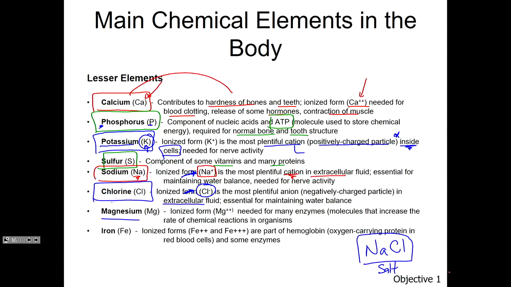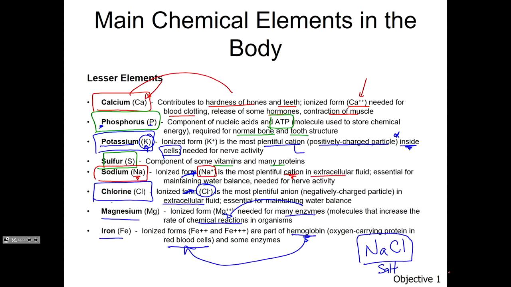Okay, magnesium, another lesser molecule here that we need for enzyme activity and some chemical reactions. We'll talk about how enzymes make those chemical reactions go, but a lot of them require magnesium. And then iron, this last one, we see it in the hemoglobin molecule inside red blood cells. Those red blood cells are intended to carry oxygen throughout our body, and they can only do it if there's iron present. So you've got to have some iron.